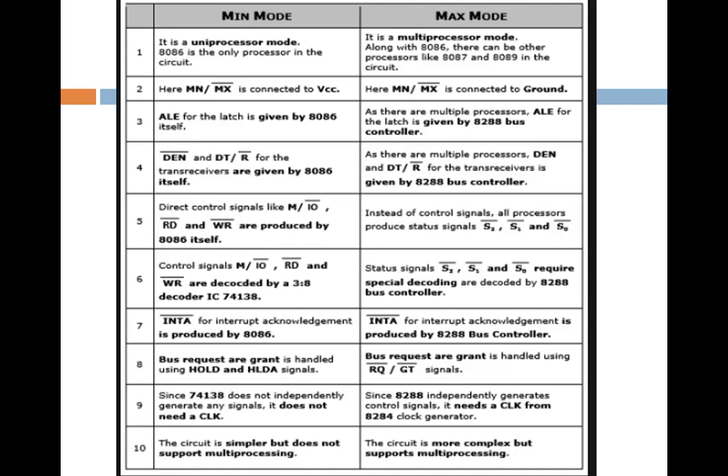INTA bar for the interrupt acknowledgement is produced by the 8086. In maximum mode, INTA bar for the interrupt acknowledgement is produced by the 8288 bus controller. Bus requests and grants are handled using the HOLD and HLDA signals. In maximum mode, bus request and grant are handled using the RQ and GT request and grant signals. Since 74138 does not independently generate any signals, it does not need a clock. Since 8288 independently generates the clock signals, it needs a clock from the 8284 clock generator.